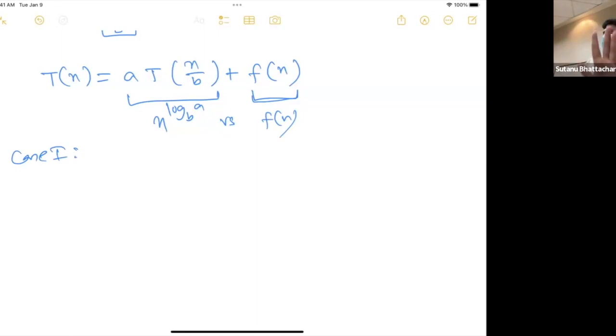Case 1, left greater than right. Case 3, right greater than left. Case 2, both are the same. Very easy. So case 1, left is greater than right.